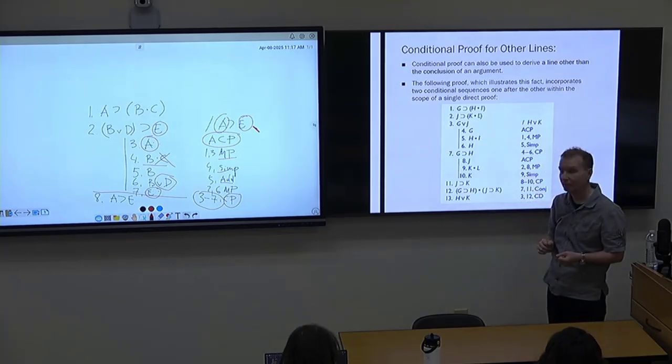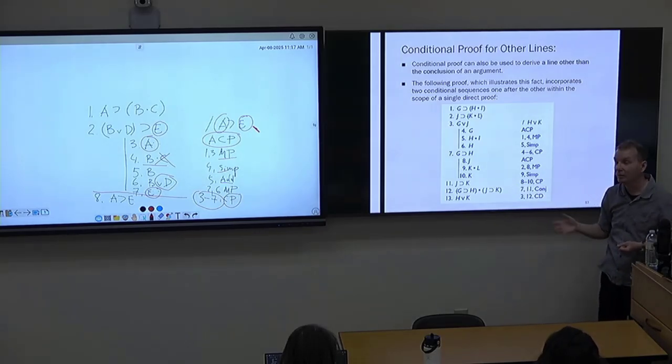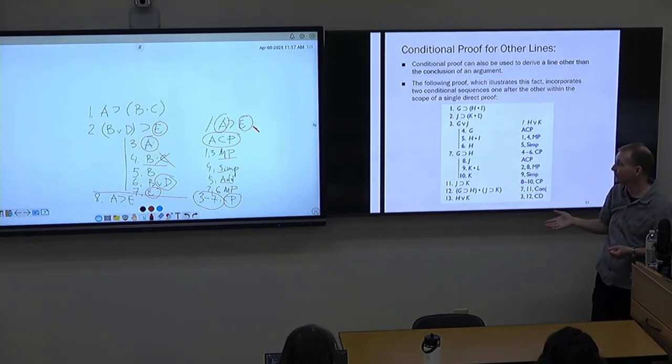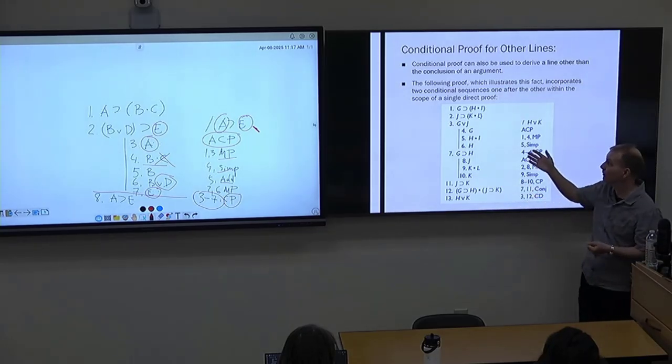Okay? So do you follow the logic here? You see that you can do it within an argument. That is more complicated than what we did before, but it's something you really need to know for the future.